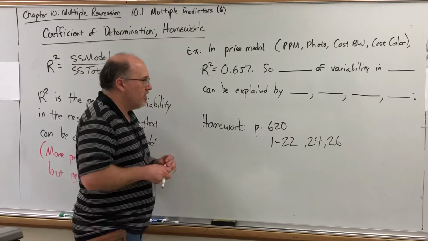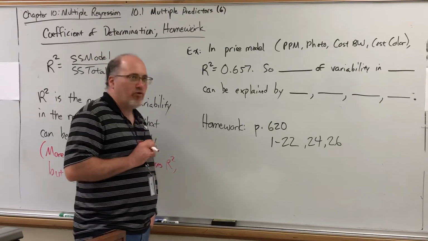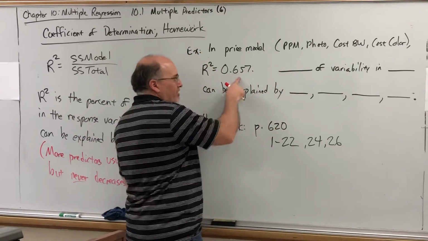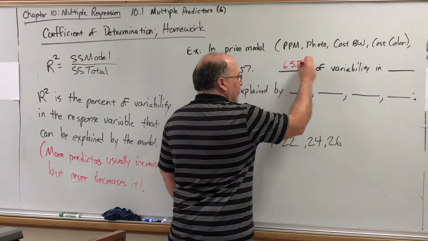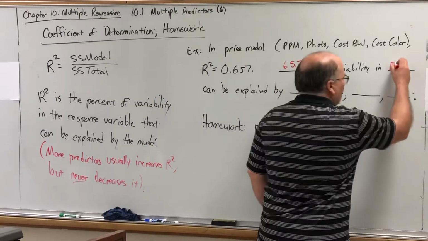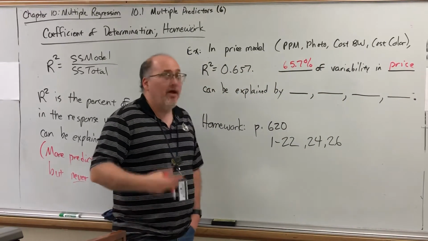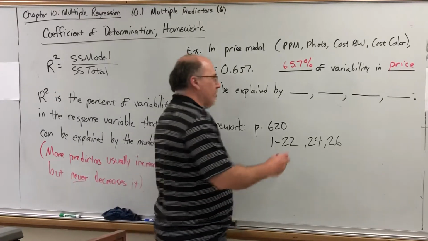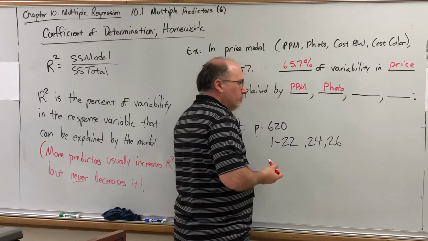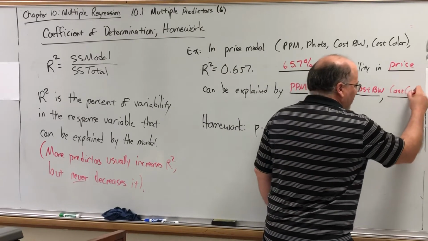How do you interpret this? If you'll notice, I have an interpretation set up with some blanks. You can interpret any r squared using this format. The interpretation is: this is a percent, so 65.7% of variability in the response variable. We're seeing how price responds to everything else. Can be explained by, now you can just say by the model, or you can list all of the explanatory variables, printing speed, time to print a photo, cost to print a black and white page, and cost to print a color page.